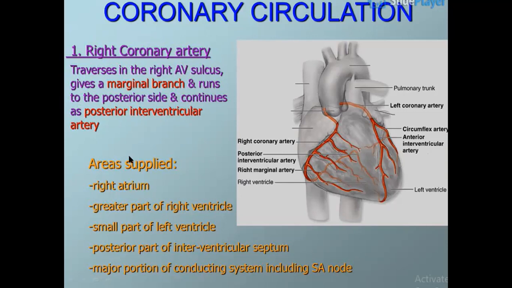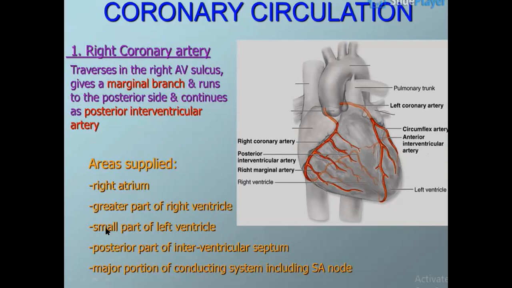Okay. Now, the areas that are supplied by the right coronary artery, we already said that the right coronary artery will supply the right atrium, a greater part of the right ventricle, because it is the right coronary artery. It will supply a greater part. You could see that all of these branches that come from it are supplying the right side. The greater part of the right ventricle is supplied by the right coronary artery. So these are the branches that come from it.